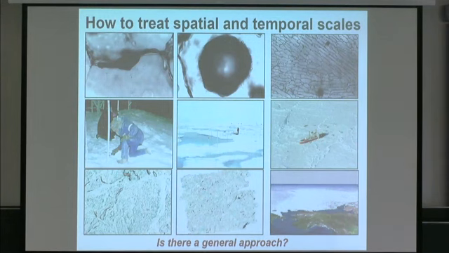So that's taking a look at the spatial and temporal scales using albedo as an example. Is there a general approach we can make? Are there things that we can learn from this that we can apply to other parameters and other processes?